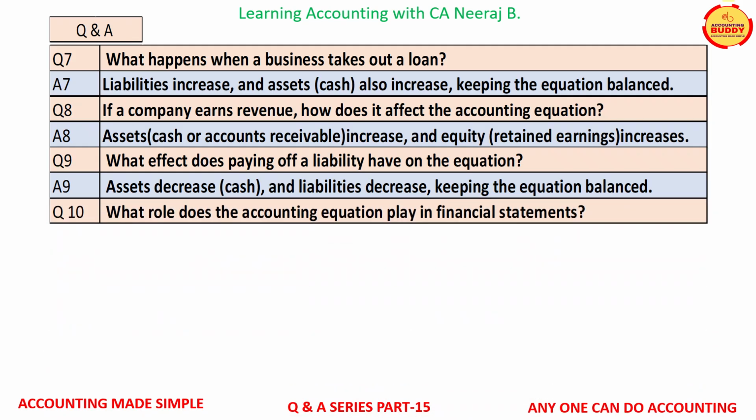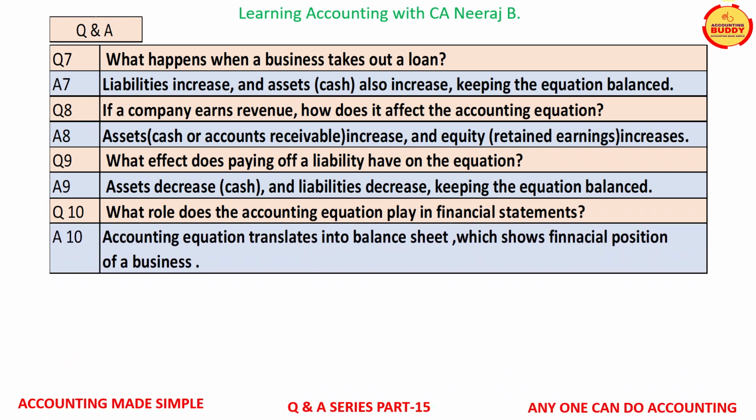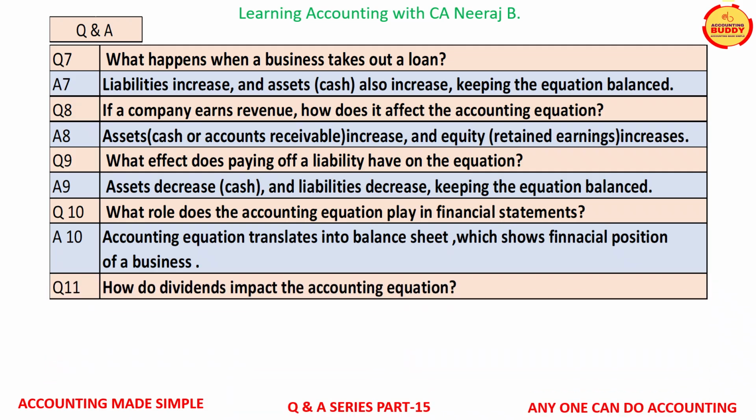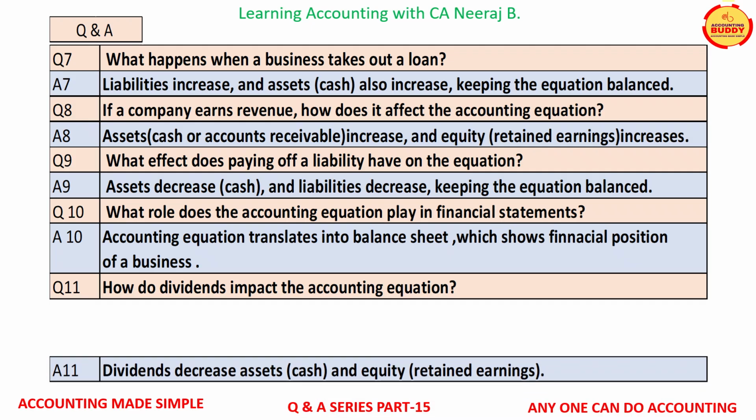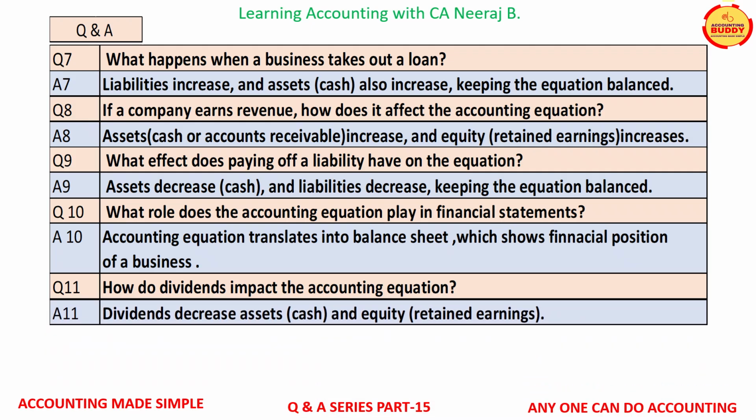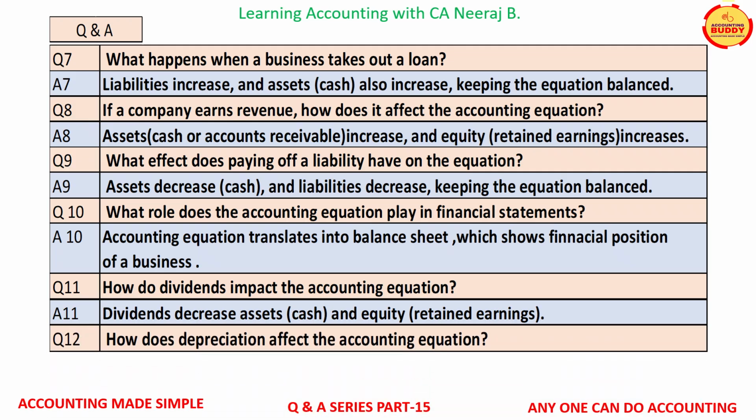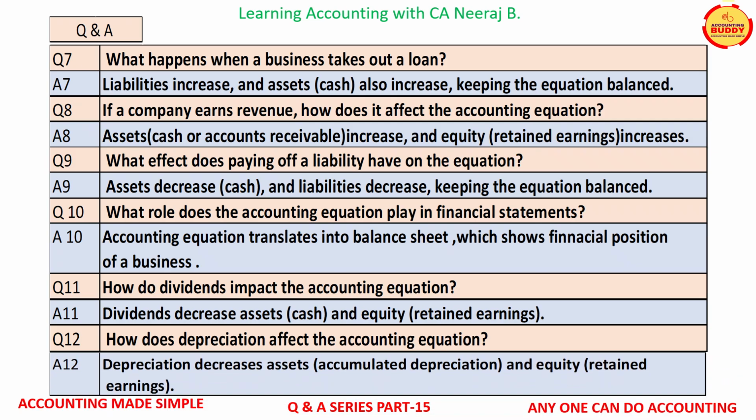Question number 10. What role does the accounting equation play in financial statements? The answer is accounting equation translates into balance sheet, which shows the financial position of a business. Question number 11. How do dividends impact the accounting equation? The answer is dividend decreases assets and also decreases the equity. Question number 12. How does depreciation affect the accounting equation? The answer is depreciation decreases assets and it also decreases the equity of the business.